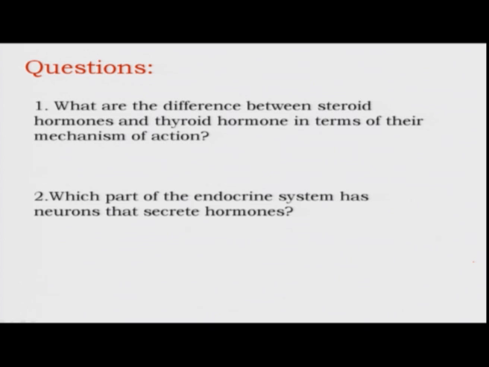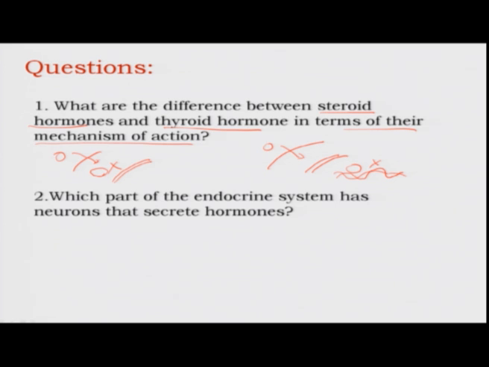The first question is, what are the differences between the steroid hormones and the thyroid hormone in terms of their mechanism of action? This I have already described to you before. The steroid hormones and the thyroid hormones both are able to enter into the cell, but the receptor for the steroid hormone is located in the cytoplasm, whereas in the case of the thyroid hormone it is located inside the nucleus, already bound to the DNA.